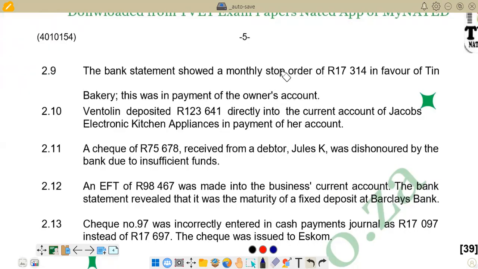But usually, this stop order is processed at the bank first, so it won't be there in our cash book. So when you are doing the bank reconciliation, we are now updating our cash book. You need to add this 17,340, since the assumption is that whenever there's a stop order, it's not yet in the cash book. So we are going to post this one there. It's on the debit side of the bank statement, so it should be on the credit side of our cash book. So we are going to the credit side. So this was a stop order in favor of Tim Baker.